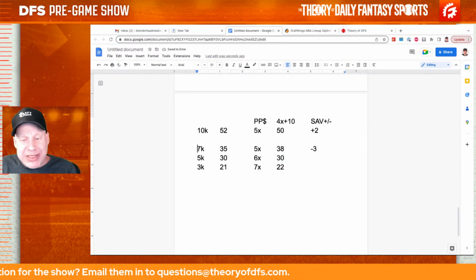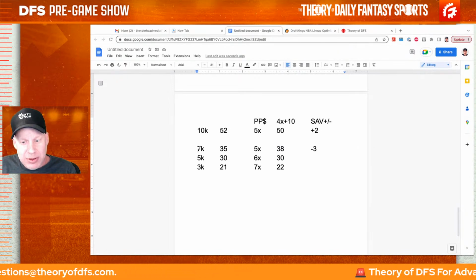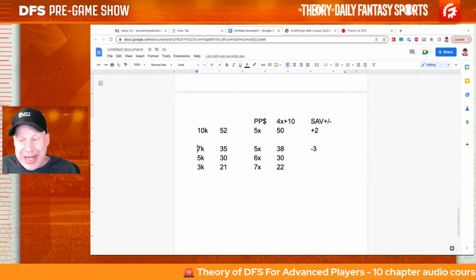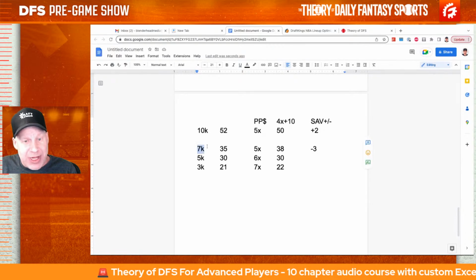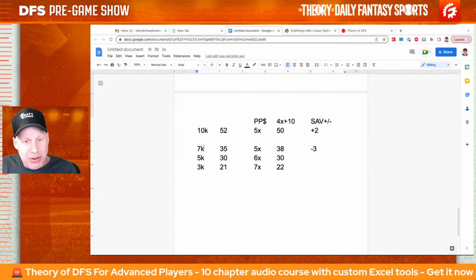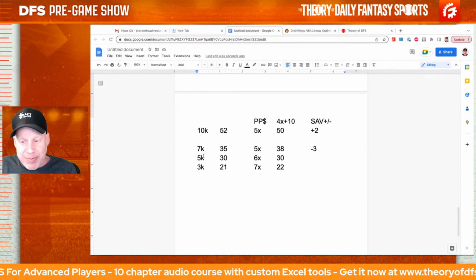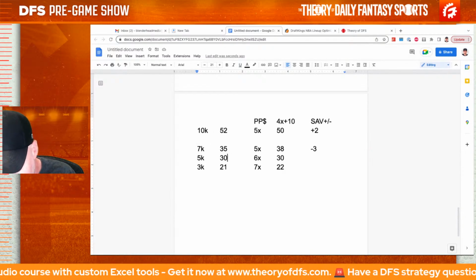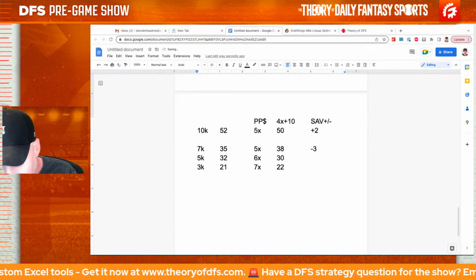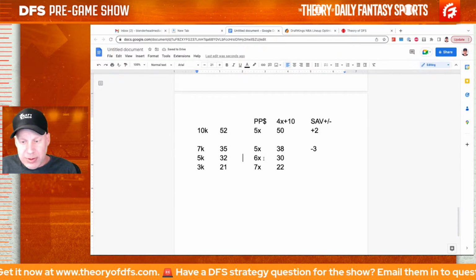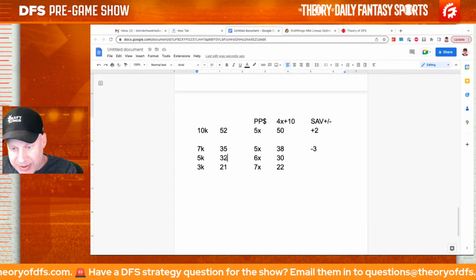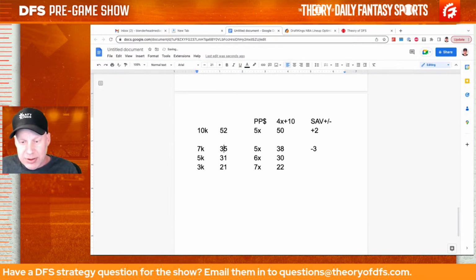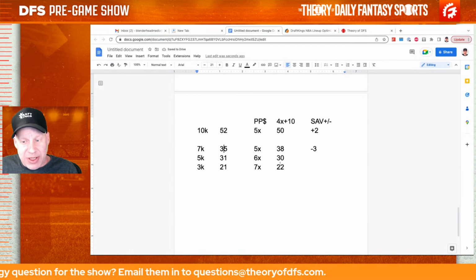If you were comparing this 7K player to another 7K player or another 5K player or whatever, you're getting 3 fewer points on average for that salary for a 7K player. This 5K player, okay? Let's say this 5K player projected for 32. Well, his expectation, or even 31. What's the baseline? 30 points.